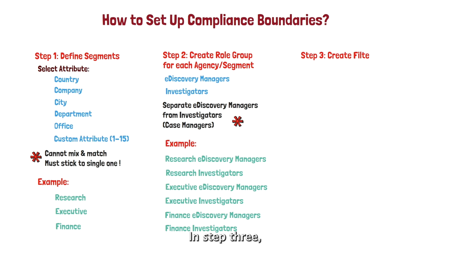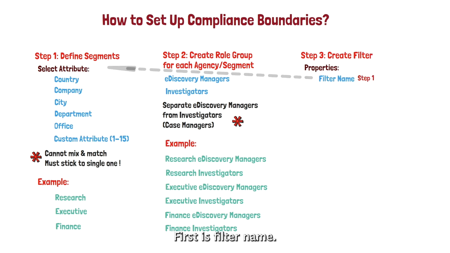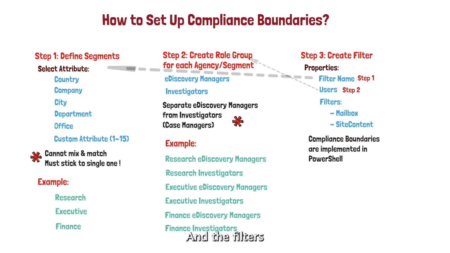In step 3, we're going to create a filter. Here are the properties. First, it's the filter name. And this is something that we created in step 1. Next property is username. And this is what we created in step 2. This would be your role group, for example, a research eDiscovery managers. The third property is filters that we're applying. And the filters would be mailbox, or we want to filter on the site content.